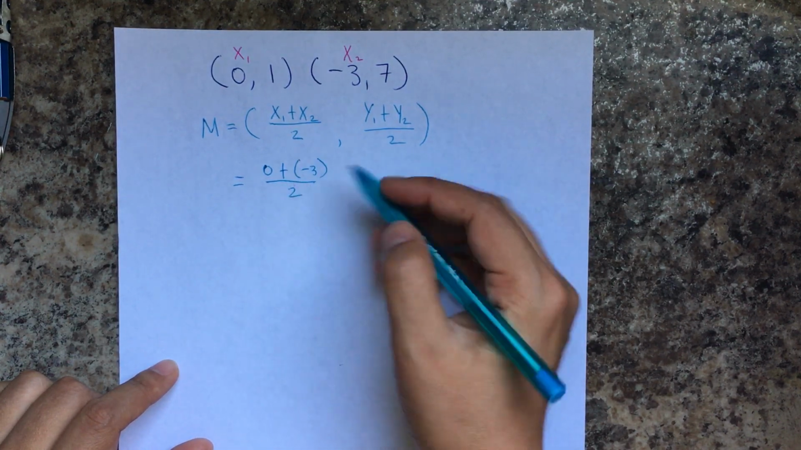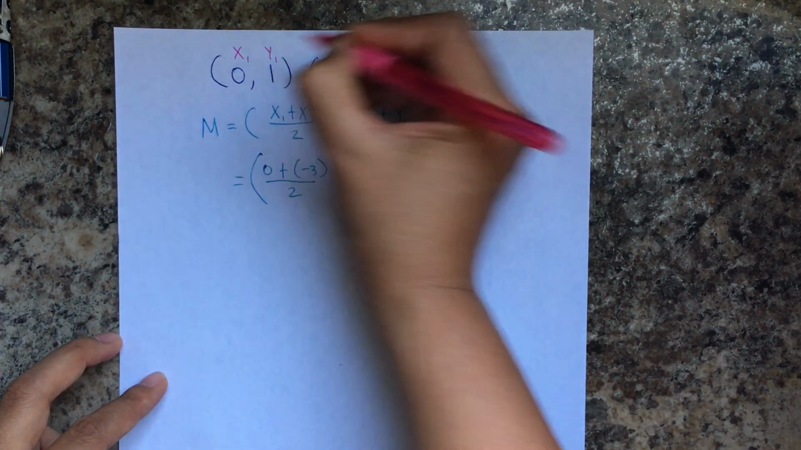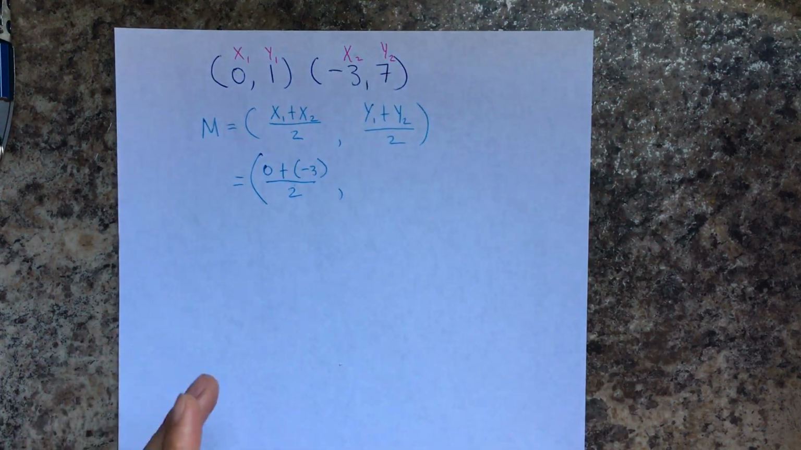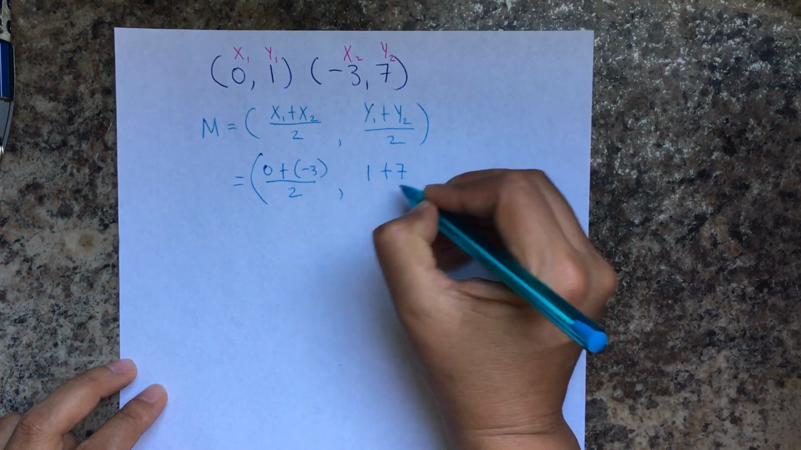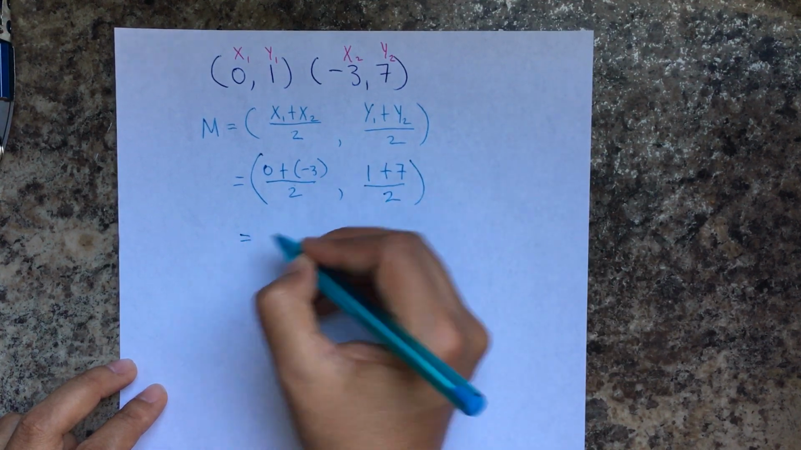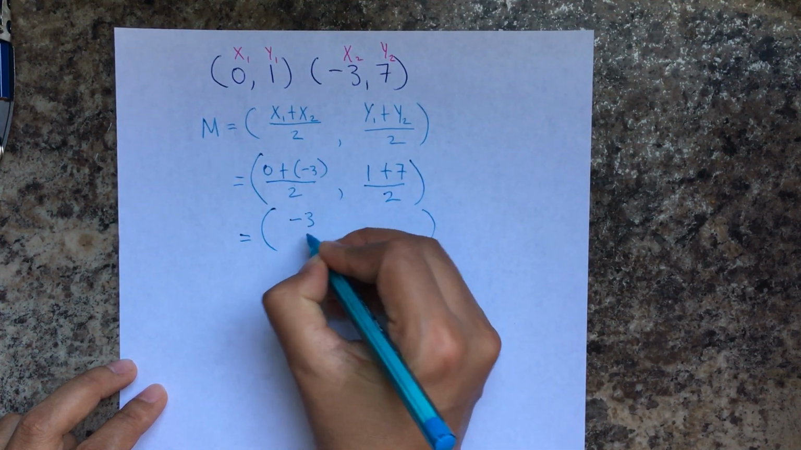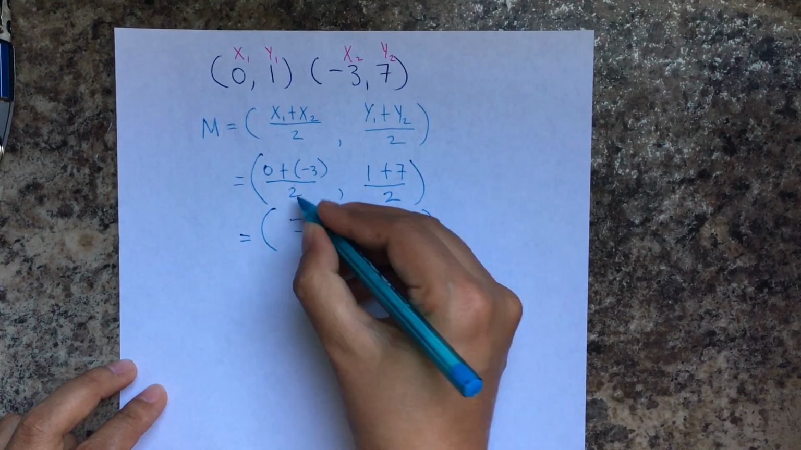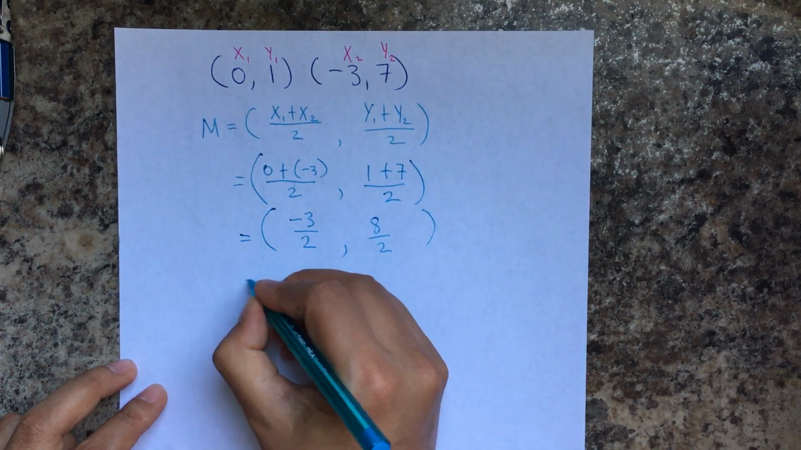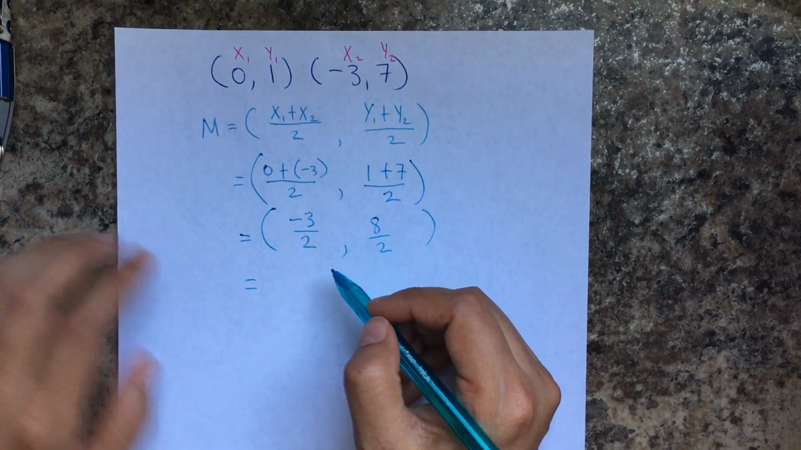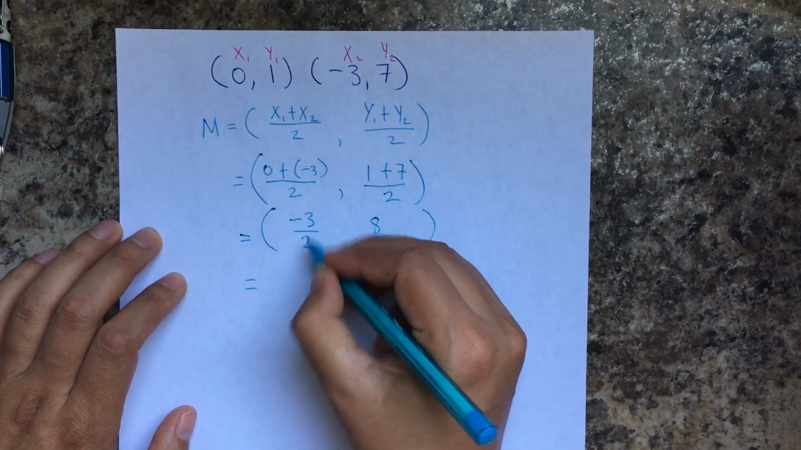The 2 comes from the formula. And now we are going to look at the y1 and y2. And that's going to give me my y. So it's going to be 1 plus 7 divided by 2. And 0 plus negative 3, it's negative 3. We bring down the 2. 1 plus 7, 8 divided by 2. Now in here, this one is divisible. 8 divided by 2 is 4. But this one is not.